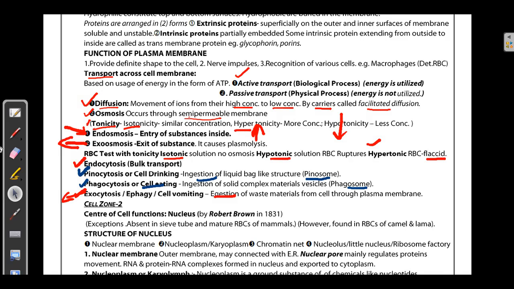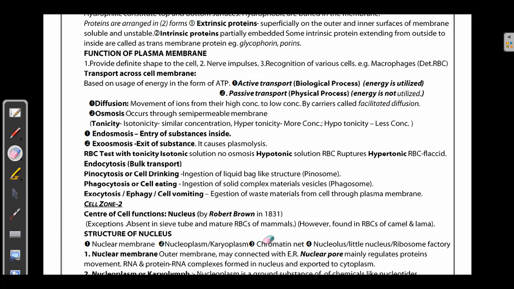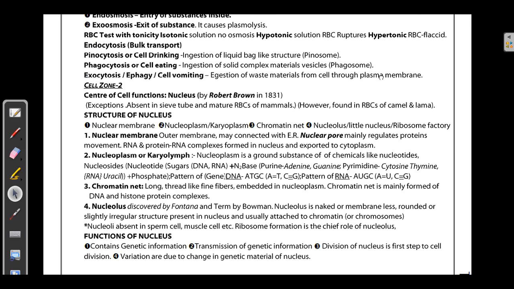Let's go back to the other part. These were all about cell zone 1, and now we'll try to look at cell zone 2. Cell zone 2, as we have seen, is the nucleus. The nucleus is also called the center of cell functions.